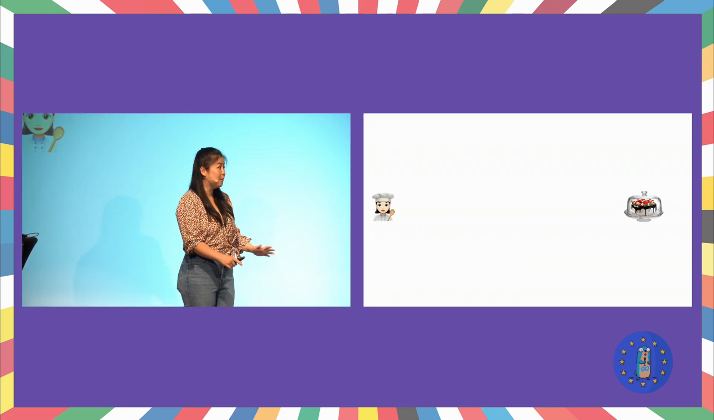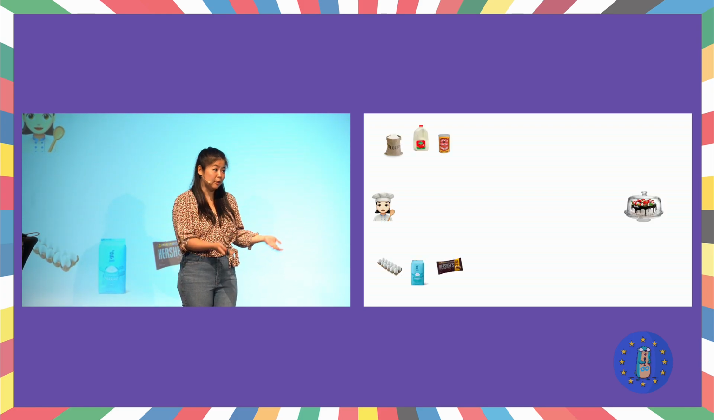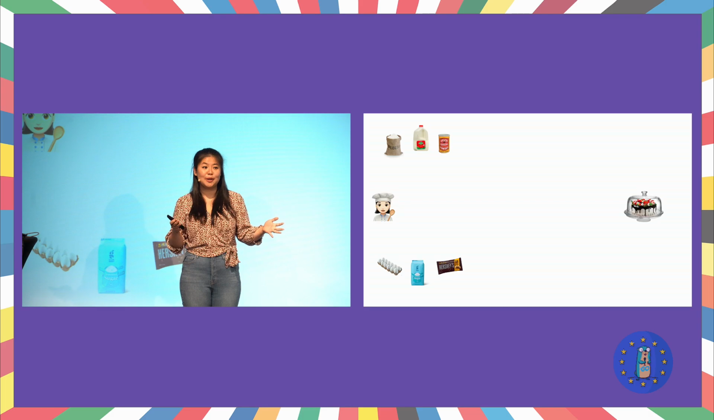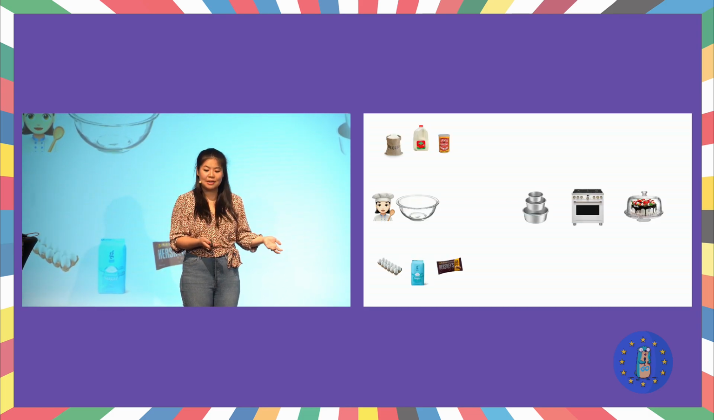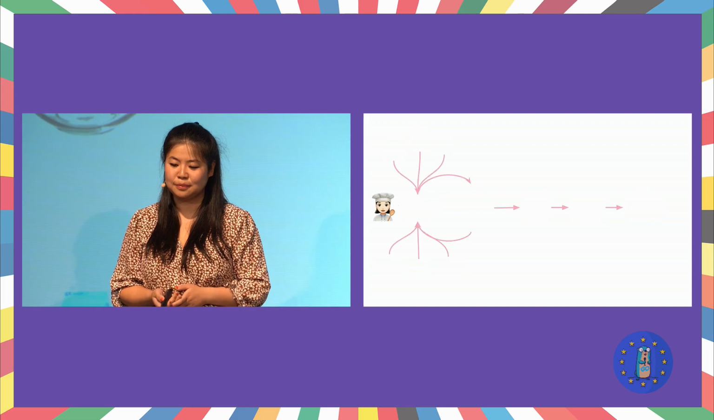So let's say you want to bake a cake. Well, for anyone who's baked before, you know that in order to do that, we need a bunch of different things. Of course, you need ingredients. You need your flour, milk, eggs, and all of those things. But you also need equipment, like a bowl to put the stuff into, an oven, and all the stuff that you need to serve the cake on.